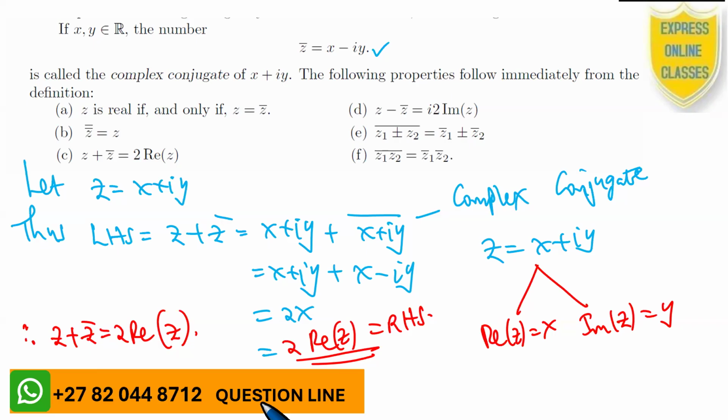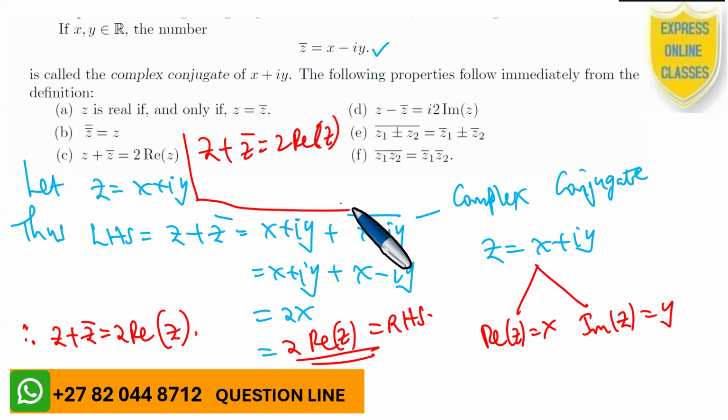Let's check the next thing that you need to understand. In other words, if you add z to its complex conjugate, it is 2 times the real part of that. z plus z bar is 2 times the real part of z. It means that z plus z bar is 2x.